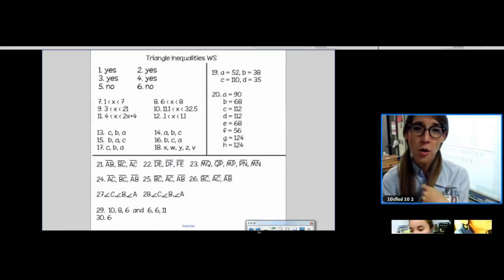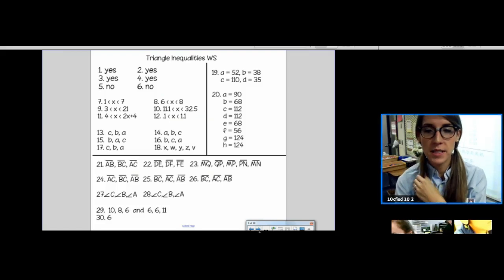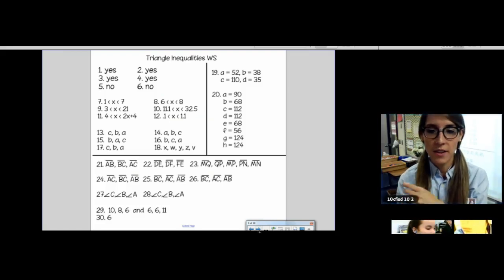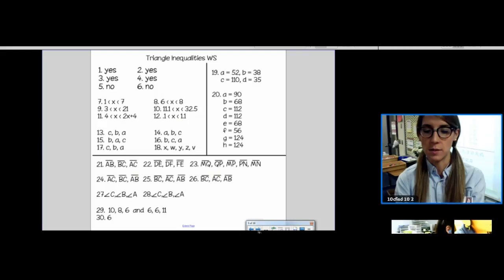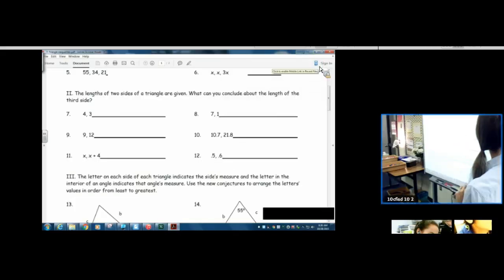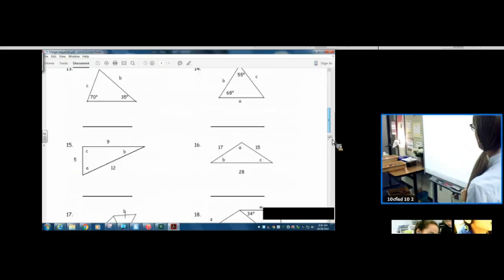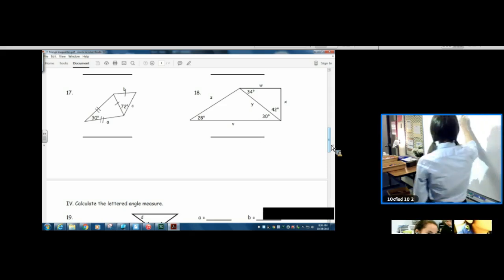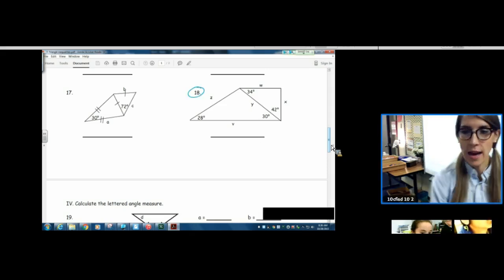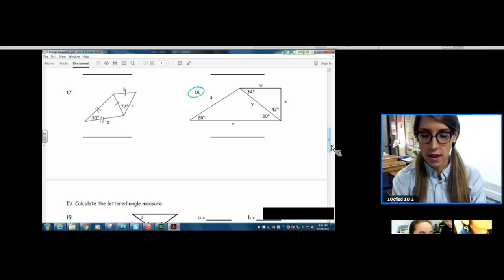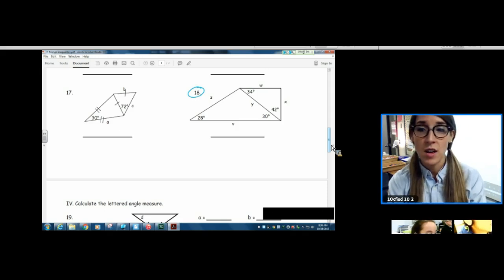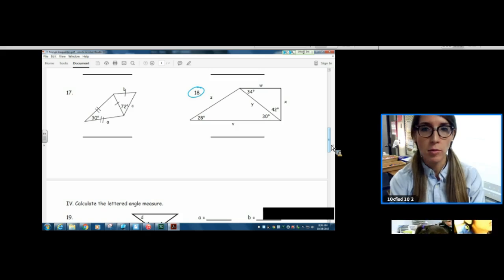It was a long homework. Hopefully most of the problems didn't take that long, but it was a very long homework. Check your answers. Okay, so we're taking a look at number 18. There we go. This is one that has multiple triangles. 17 does as well, and you'll definitely see this on quizzes and possibly the test. So let's go over our strategy of how we would work this.